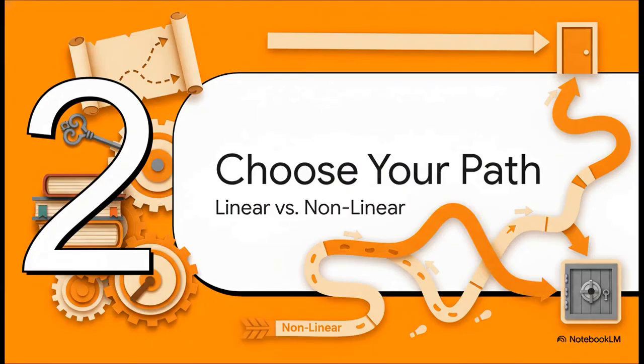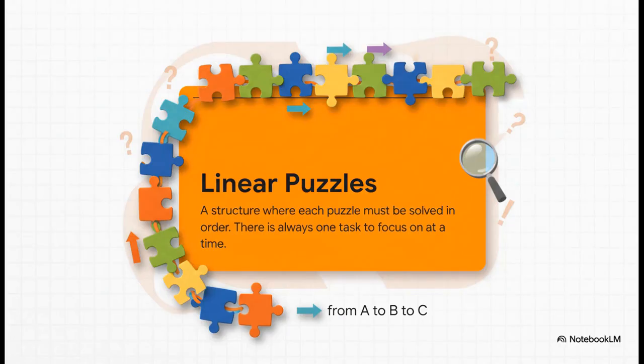So, once you get the hang of backward design, you can start playing with the overall flow of the game. And that brings us to the two main ways you can structure your escape room. That puzzle chain we just designed, that's a perfect example of a linear path. It's a straight line. You solve one puzzle, which gives you the clue for the next one, which leads to the next, and so on. It's a single, focused journey from A to B to C.